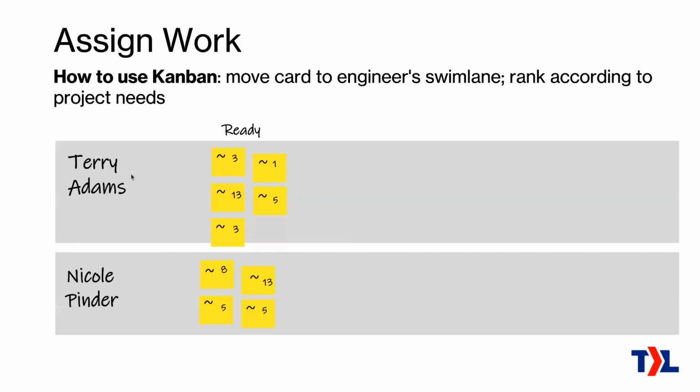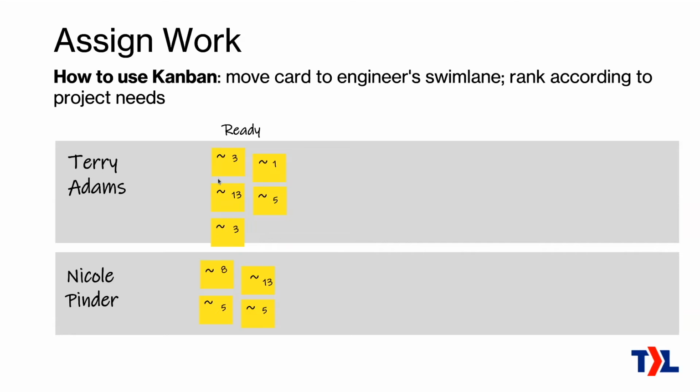Okay, so how to use Kanban. So notice we've shifted things now. We no longer have the project swim lane. So now you're going to have a different part of your wall if you're using a physical wall, and you're going to shift things around. Now you're going to make lanes by your different engineers. So in our example here, we have a lane for Terry and a lane for Nicole, and we can really easily see how much work each of them has. And because we've written the estimates on the cards, we can in fact see not just the number of tickets, but the overall amount of work that's waiting for them there.